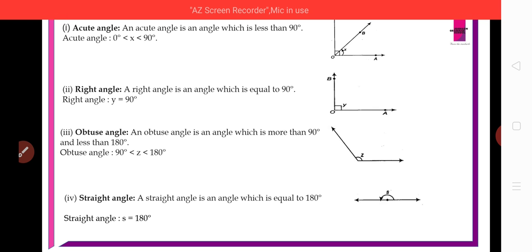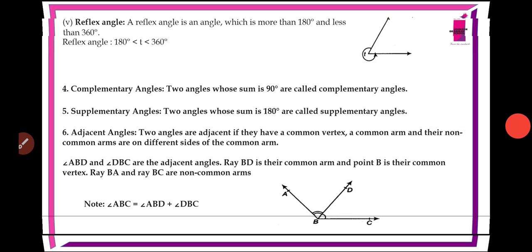Always remember, on a straight line, the sum of all angles equals 180 degrees. For example, if you draw AB as a straight line, and draw any rays on AB, if you add all the angles, it will be equal to 180 degrees.